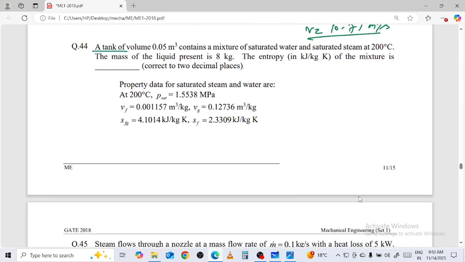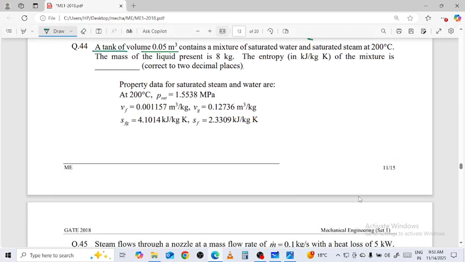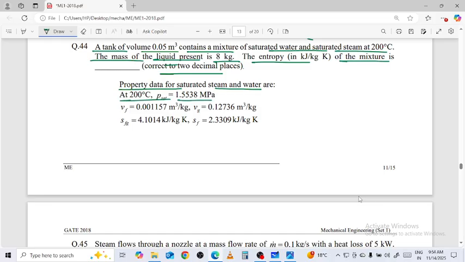44. A tank of volume 0.05 meter cube contains a mixture of saturated water and steam at 200 degrees Celsius. The mass of the liquid present is 8 kg. Entropy of the mixture, property of saturated steam and 1.5538. The values are to be given for Pg, SFG and SF, right?